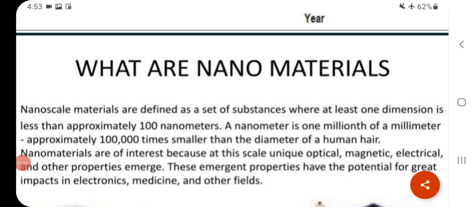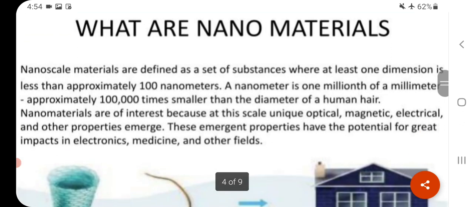What are nanomaterials? Nanoscale materials are defined as a set of substances where at least one dimension is less than approximately 100 nanometers. A nanometer is one millionth of a millimeter, approximately 100,000 times smaller than the diameter of a human hair. Nanomaterials are of interest because at this scale unique optical, magnetic, electrical and other properties emerge. These emergent properties have the potential for great impacts in electronics, medicine and other fields.